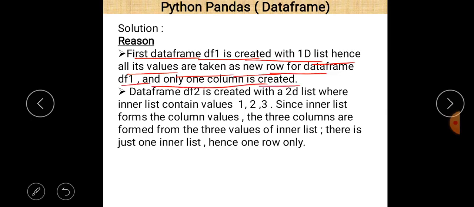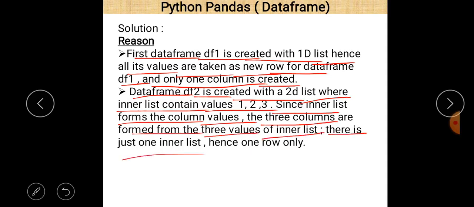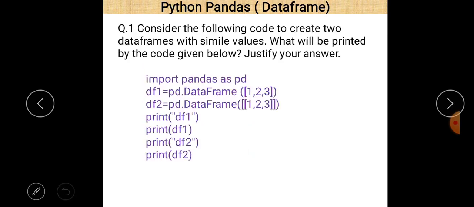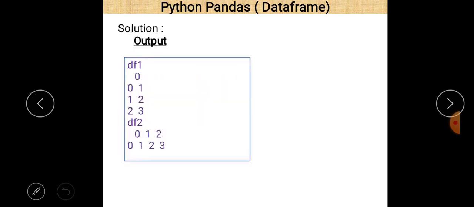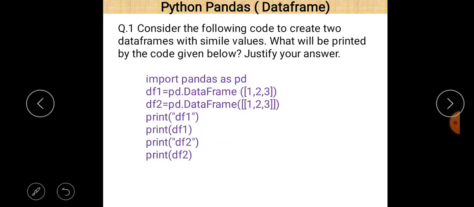Okay, and data frame df2 is created with a two dimensional list. Two dimensional list is there because there is a nested list here. The inner list contains values 1 2 3. Since the inner list forms the column values, three columns are formed from the three values of the inner list. There is just one inner list, hence one row only. So that is the reason behind this. In the first case there is only one column, in the second case there are three columns. So that is the reason.